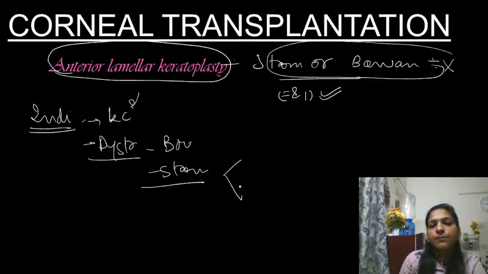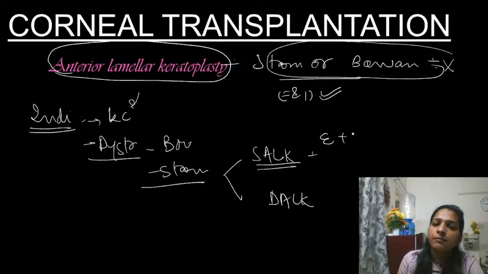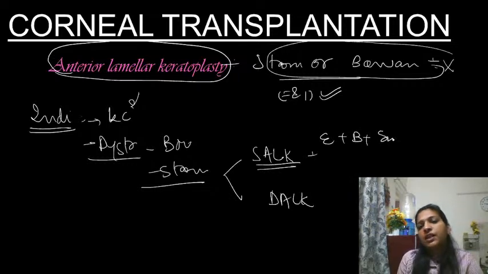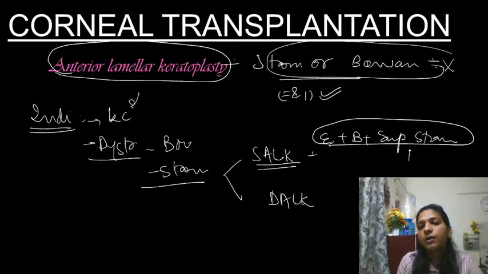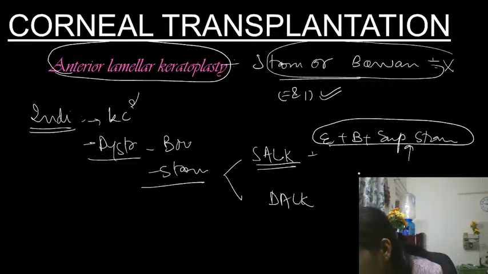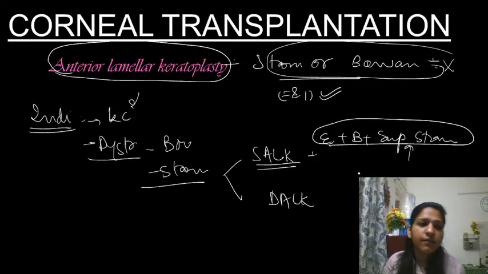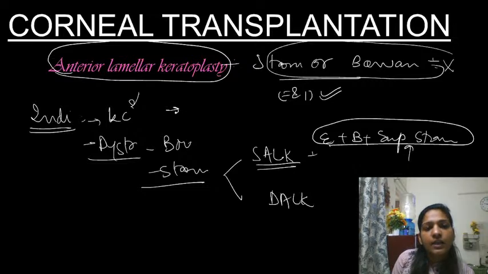So what are the types of anterior lamellar keratoplasty? It is SALK and DALK. In SALK, only epithelium, Bowman's and superficial part of stroma are replaced. Okay, not the whole stroma, but only superficial part of stroma is replaced. Yes, also you are right. Opacities can also be there, nebular and macular. Right, very much right. Only if they are involving the Bowman's and the stromal part. Okay, not the full thickness.